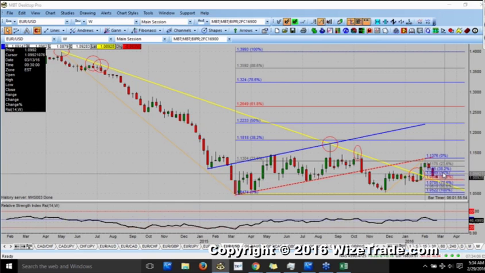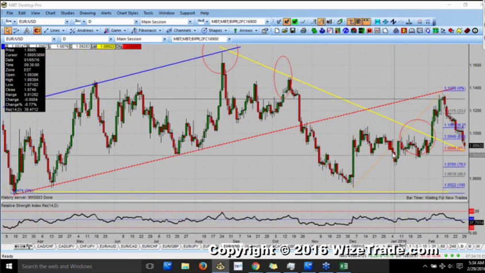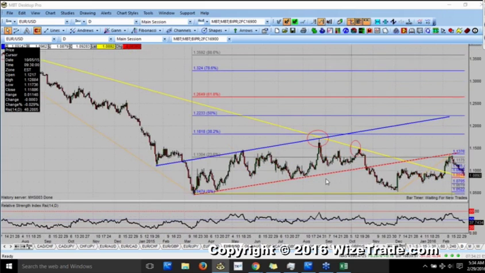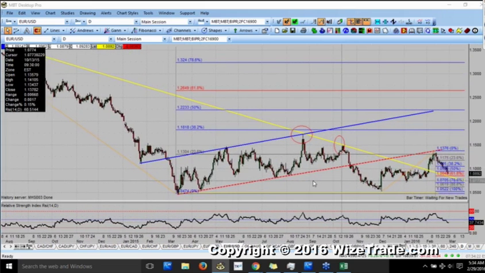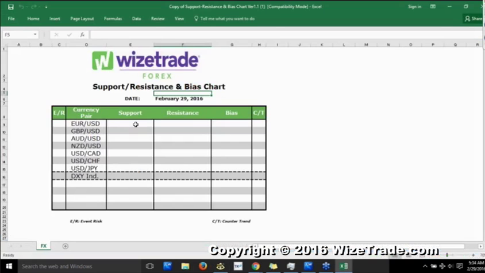Okay. So I am personally looking for a move in the euro dollar down to those levels, and you can see here in the daily chart. Any move down to 108.60, 108.50 level is going to be a great opportunity. So I'm looking to get long there. So let's put in support at 108.50, 1.0850. Okay. All right. Now resistance.